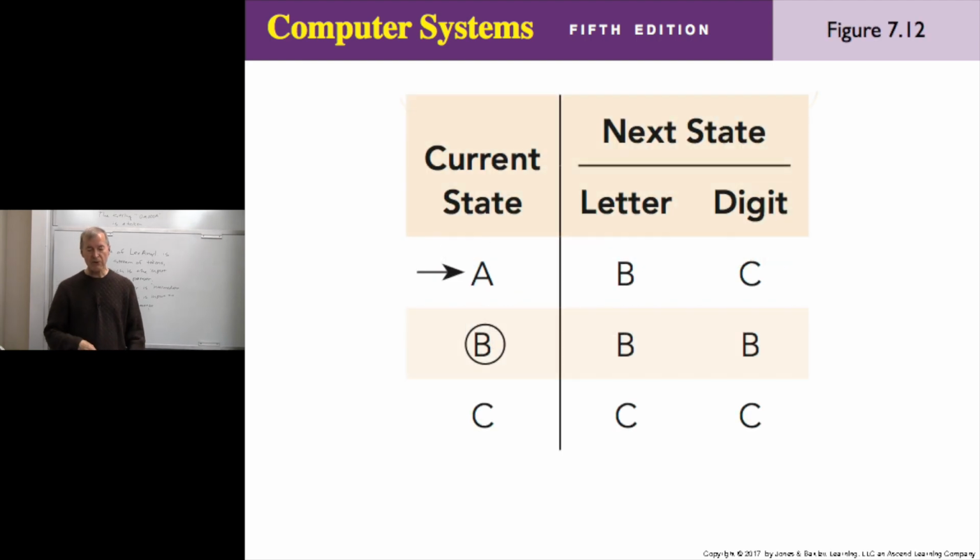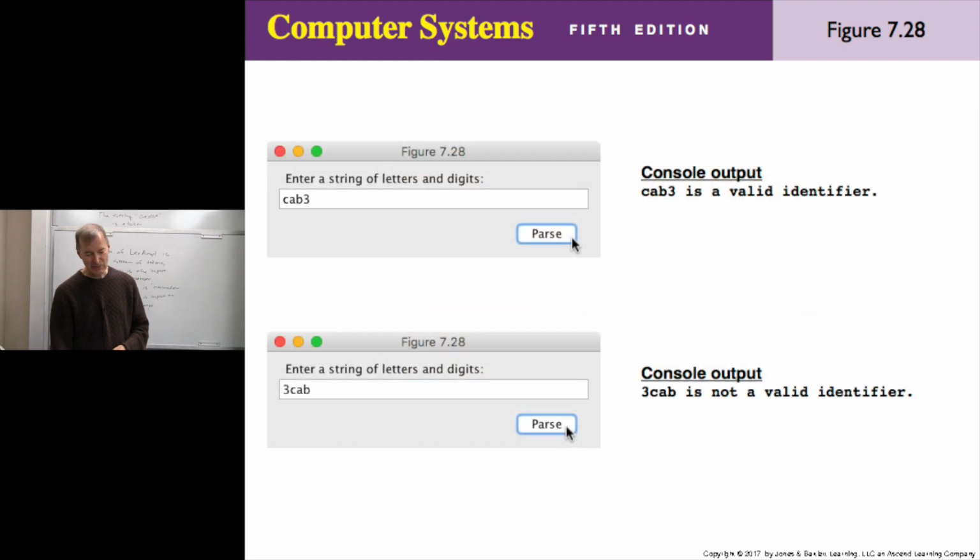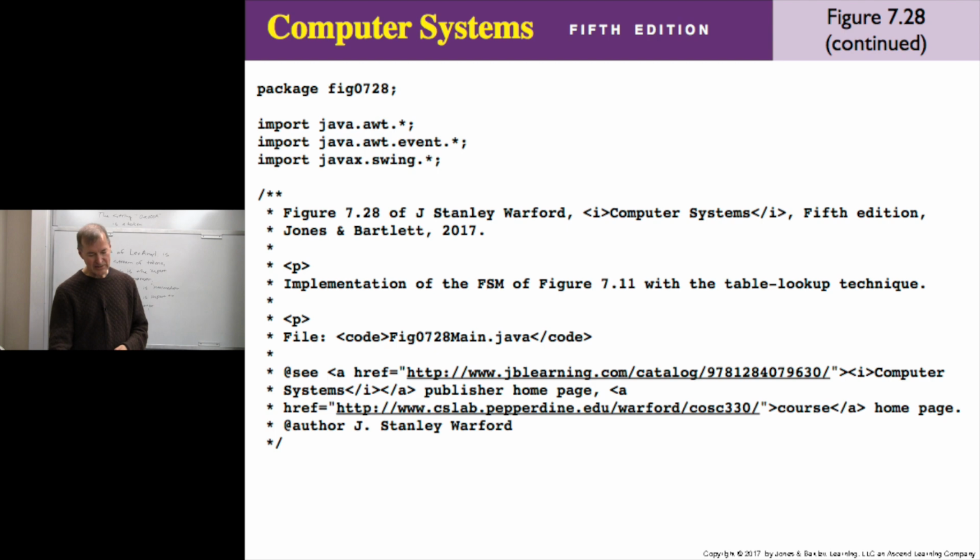Now, do you remember figure 7.12? This was the state transition table of that finite state machine that recognized an identifier. We had states A, B, and C, and then the next state: we went from A to B on a letter, and from A to C on a digit. Remember that? So here's the table in figure 7.12. What we're going to do is put this table right in the program and use it. So here in figure 7.28 is a slide of what we just demoed.